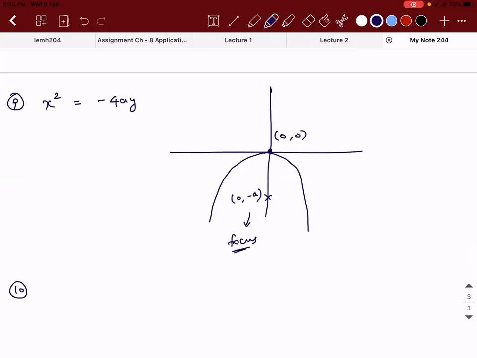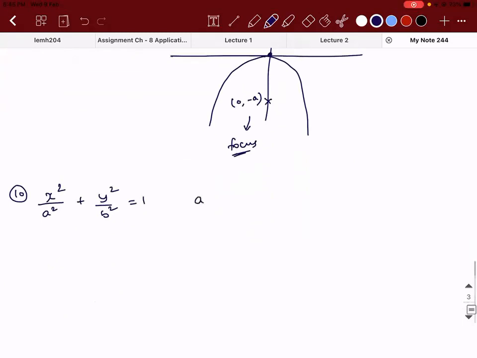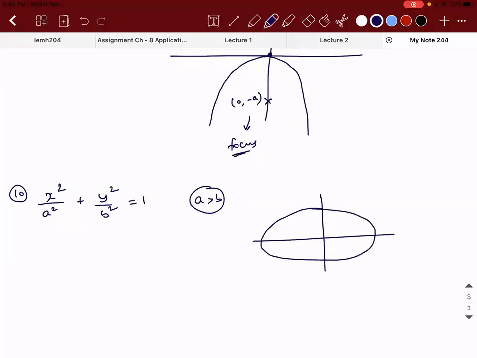Tenth, x square by a square plus y square by b square is equal to 1. If a is greater than b, then it will be a horizontal ellipse, where this point is a comma 0, this point is minus a comma 0, this point is 0 comma b, and this point is 0 comma minus b, and the focus is ae comma 0 and minus ae comma 0.